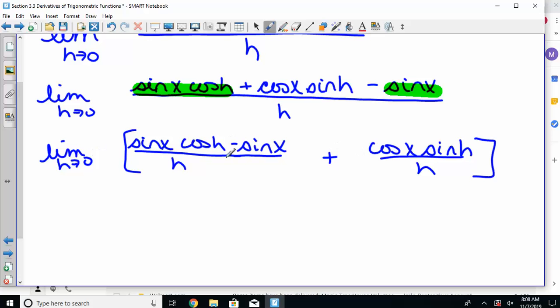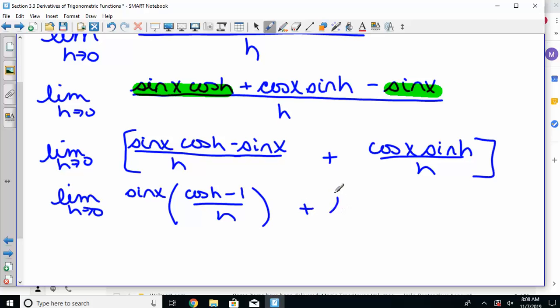Now we know with limits, if you have 2 things added together, you do the limit of each one. I'm going to go ahead and factor out my sine x on this one. If I pull that out, that leaves me with cosine h minus 1 over h plus this limit. I'm going to pull out my cosine x here. I'll show you why in just a second.